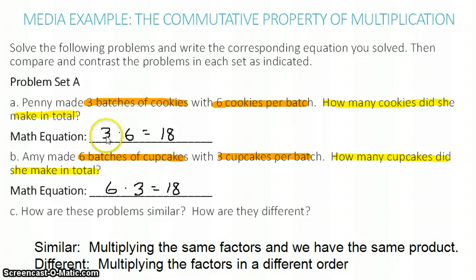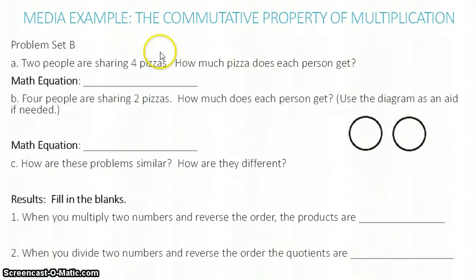So notice that here the first factor is 3 and the second is 6. Here the first factor is 6 and the second is 3. But the similarities are that the products are the same. Let's look at the next question.